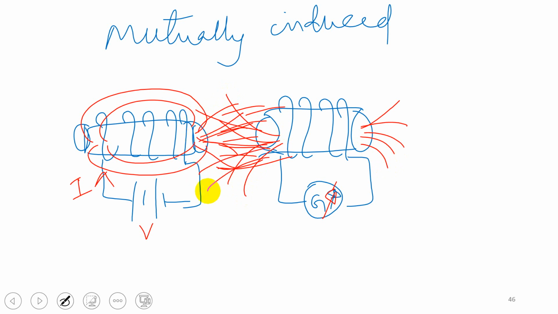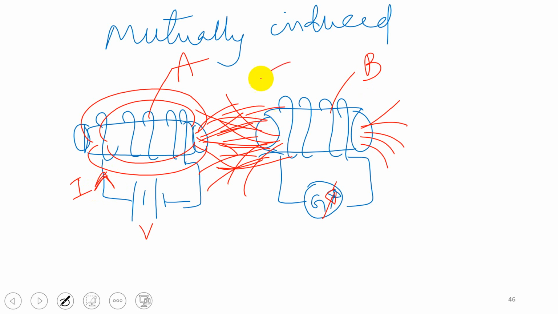So we can say, if this is coil A and this is coil B, whenever the current in coil A changes, the flux linking coil B also changes. The amount of flux produced by this current changes, so the flux linking this coil also changes, and an EMF known as mutually induced EMF is produced.